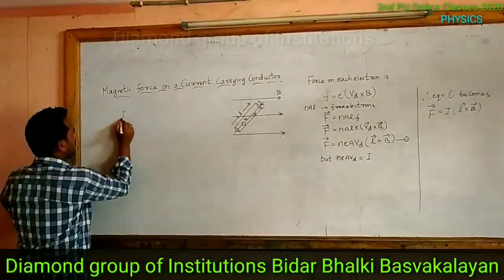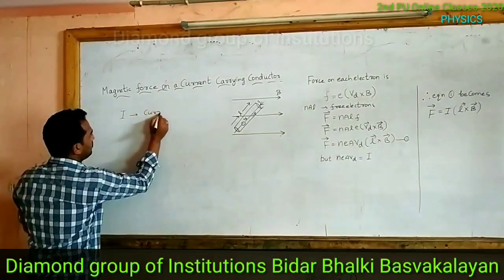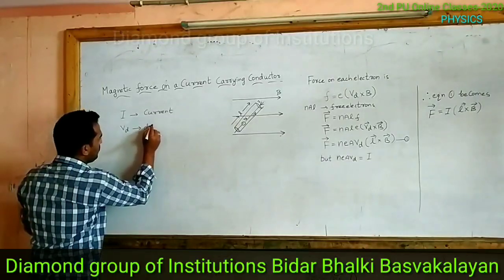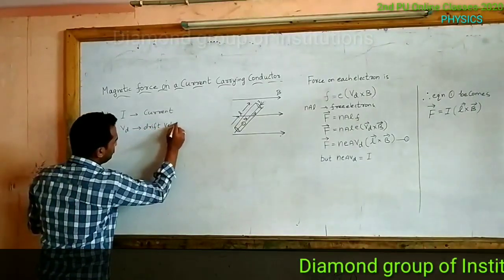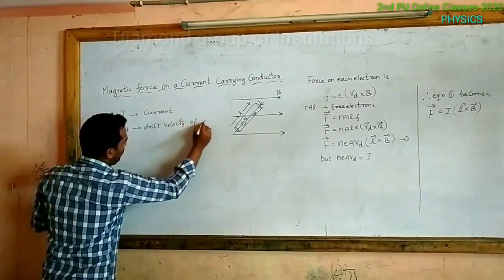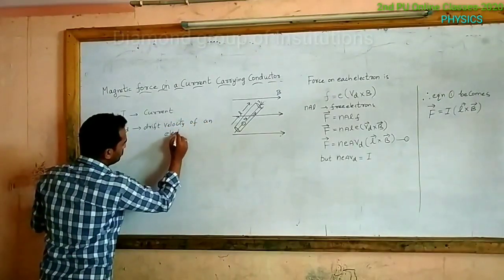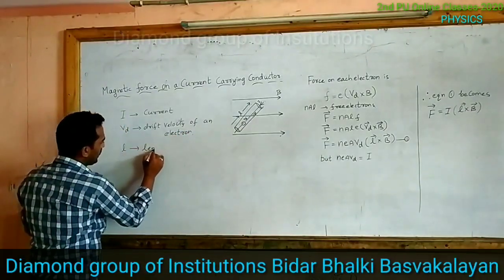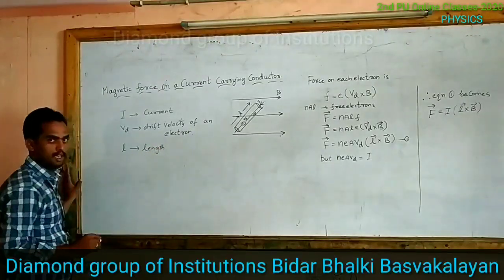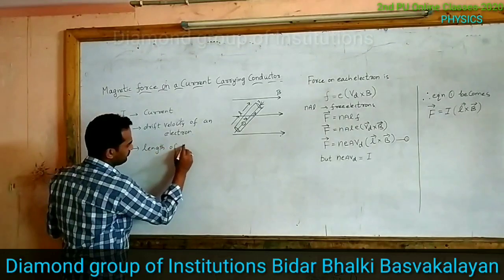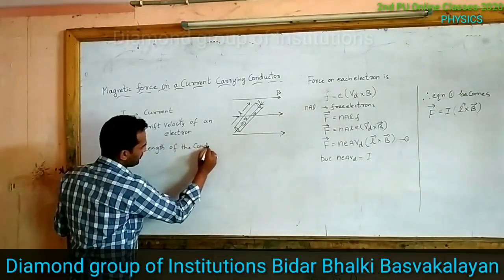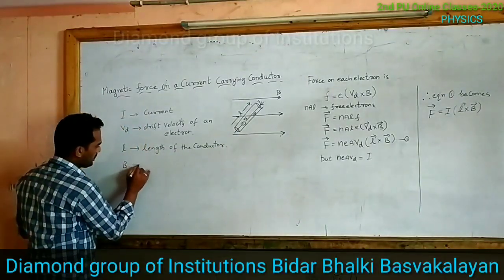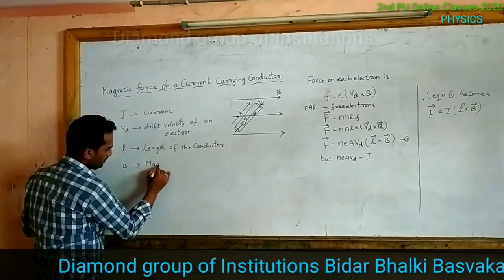See here, I is the current, Vd is the drift velocity of an electron, and L is the length of the conductor. So that conductor we kept in a magnetic field B. What does B indicate? Magnetic field.